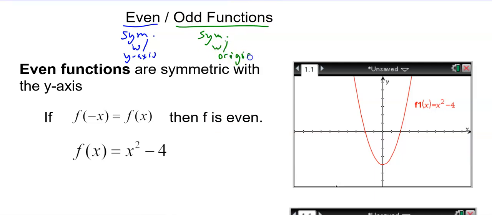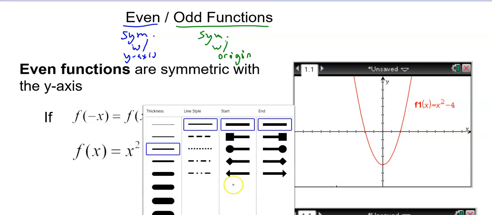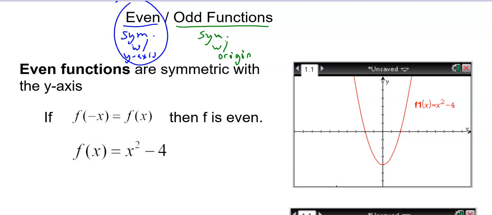Not all functions are even or odd. They could be neither, but sometimes they are. If you remember the test for y-axis symmetry, the test was to plug in negative x. Well, that's pretty much the test here as well. So I'm going to plug it in. f of negative x equals, instead of x squared, negative x squared minus 4. Well, let's just simplify that.